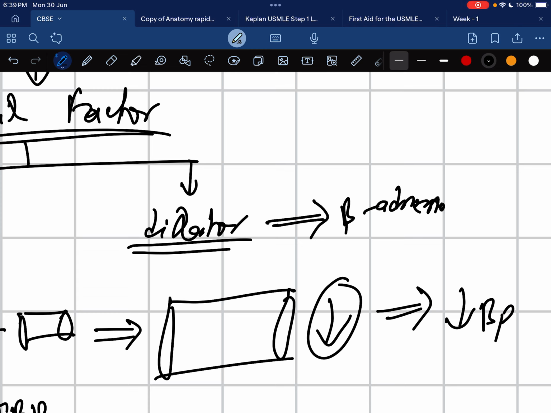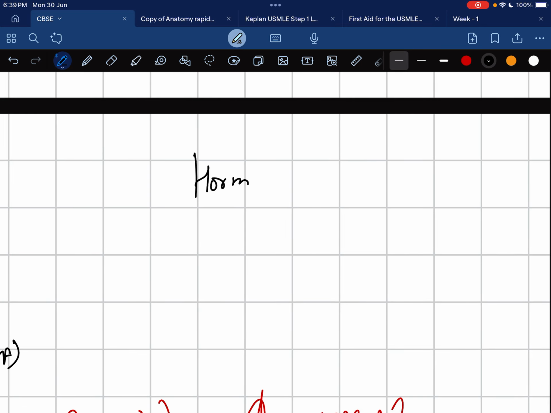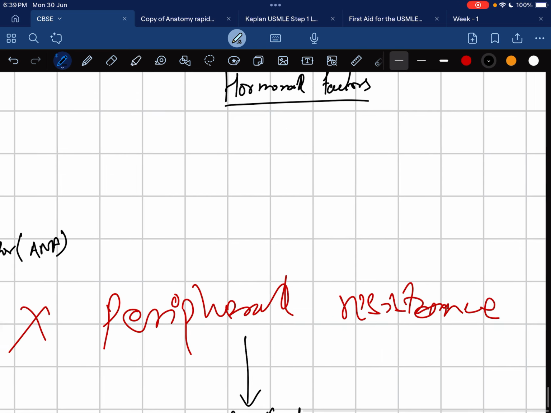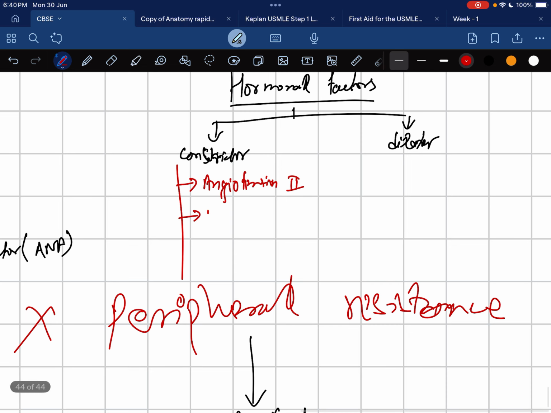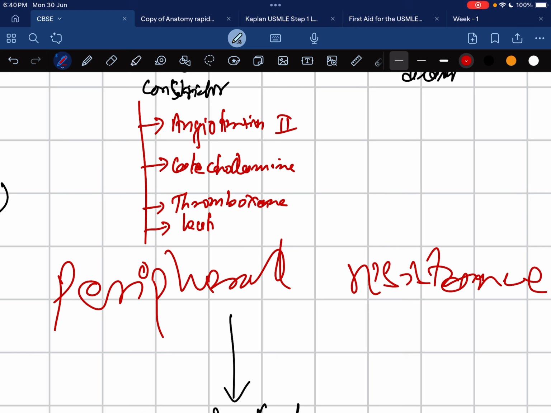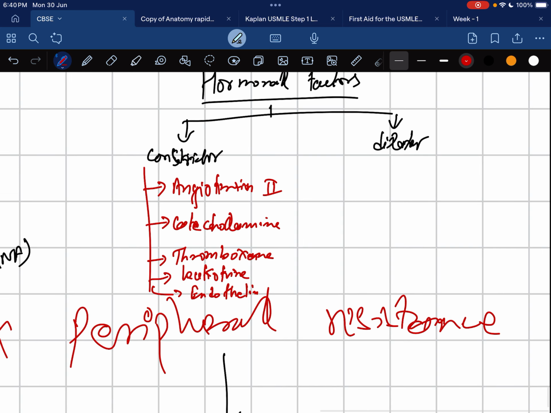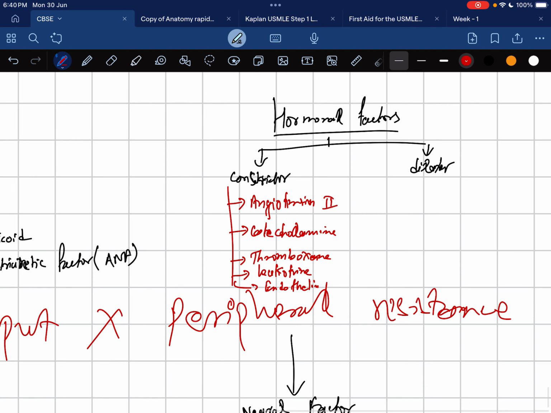So regarding the peripheral resistance, there are hormonal factors. Regarding hormonal factors, there are some constrictors and dilators. In the constrictors there is angiotensin 2, which constricts the vessels. Also there are catecholamines, thromboxane, leukotriene and endothelin. These are some hormonal constrictors that constrict the blood vessel and lead to increased peripheral resistance, and when peripheral resistance increases, the BP increases.